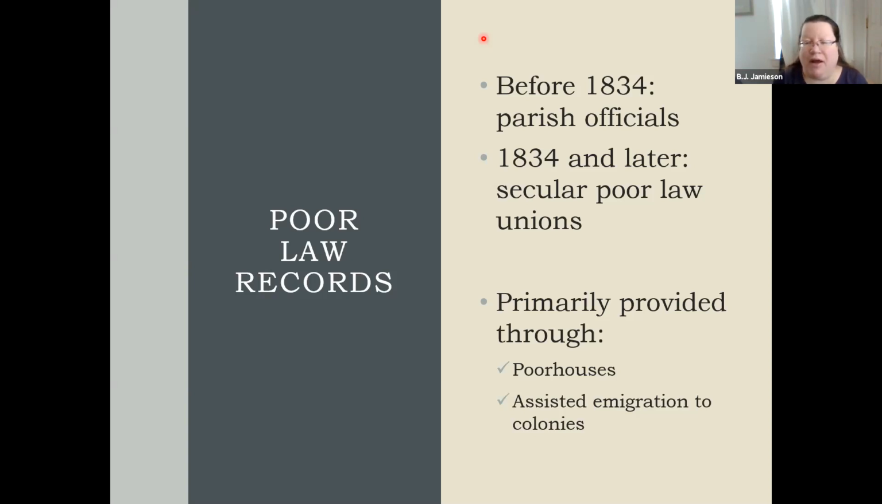But again, there can be lots of detail in these. They're harder to find for the earlier ones. They're in with the Parish Registers. The later ones, the secular ones, haven't necessarily been digitized yet, but they often do exist. So that's just worth knowing that there was a whole system, a fairly extensive system, for dealing with people who needed help, especially widows and orphans.